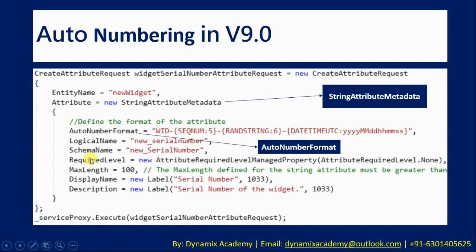I will show you what the different formats are that you can use. You can also define the logical name of the new attribute, the schema name of the new attribute, the requirement level, the maximum length, the display name, and a brief description of that attribute. Then you have to make an execute service call. This will be more clear at the time of the practical demo.